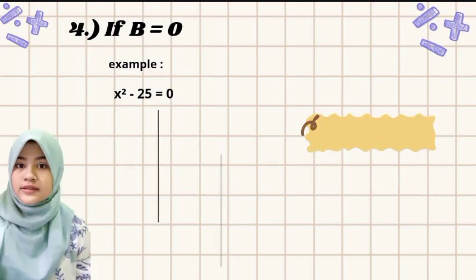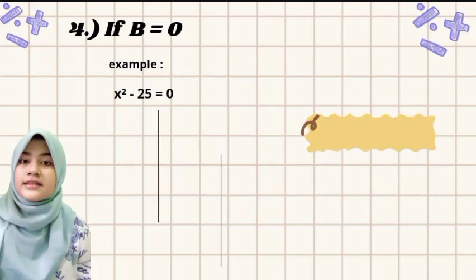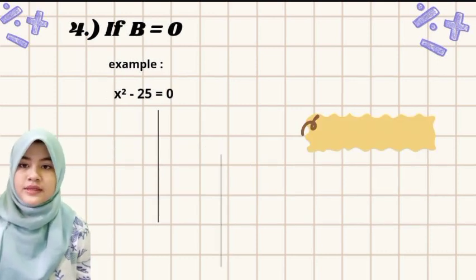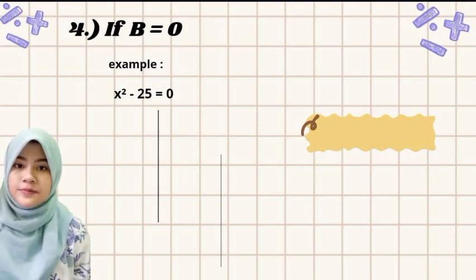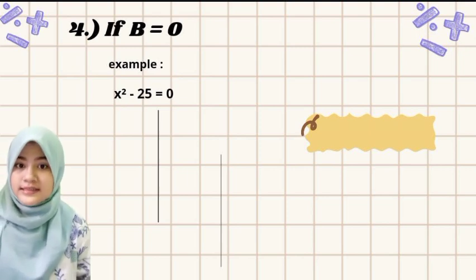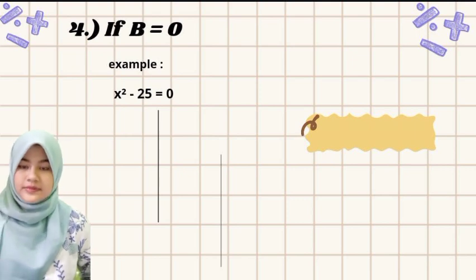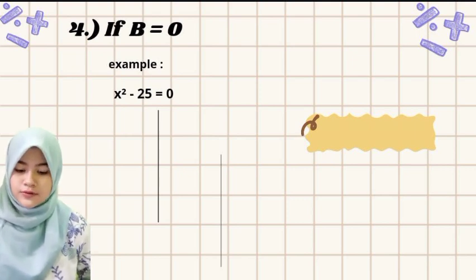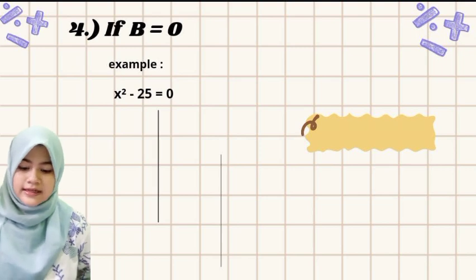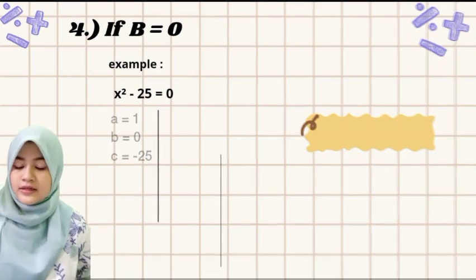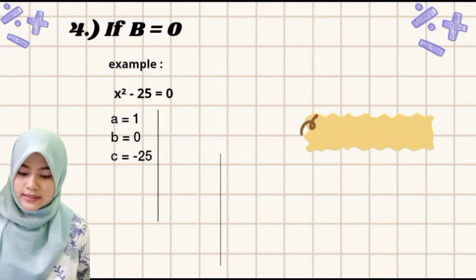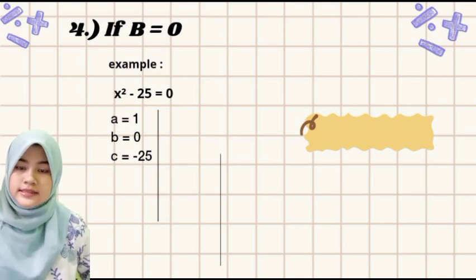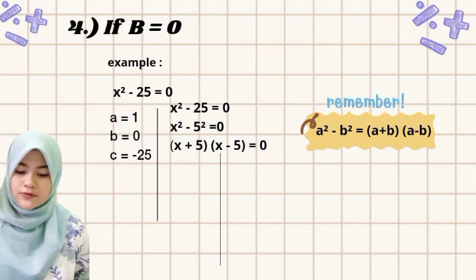And the last method in the quadratic equation formula is if b equals 0. In this way, we will also practice it directly on an example problem. The example is x to the power of 2 minus 25 equals 0. Let's find a, b, and c. So, a equals 1, b is 0, and c is minus 25. x to the power of 2 minus 25 equals 0.